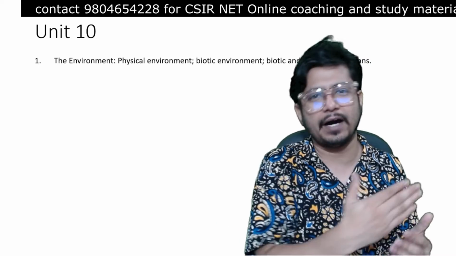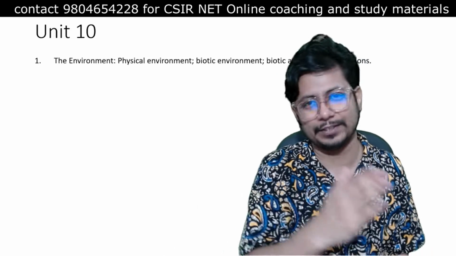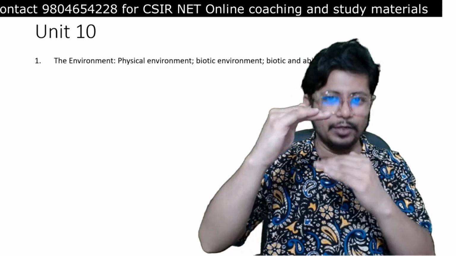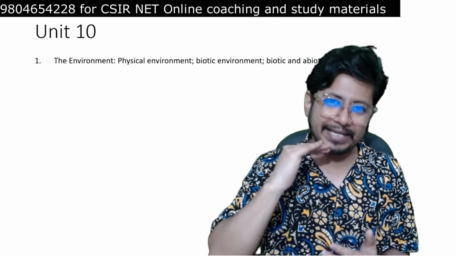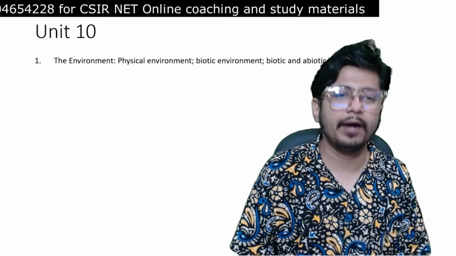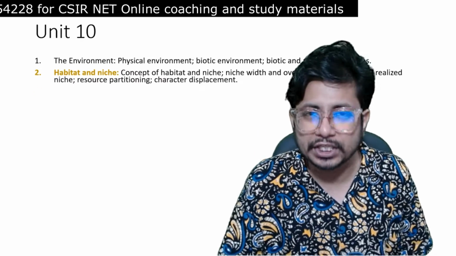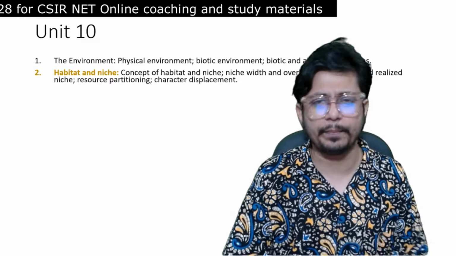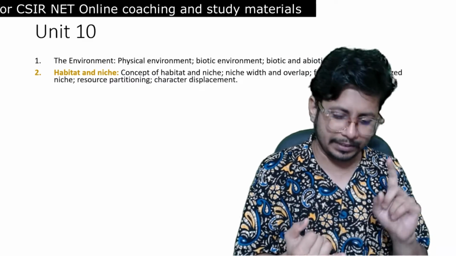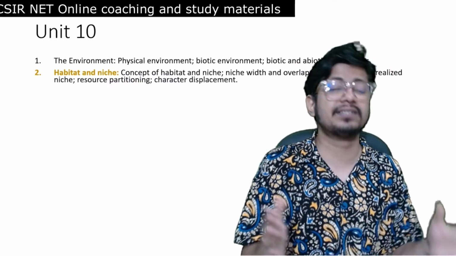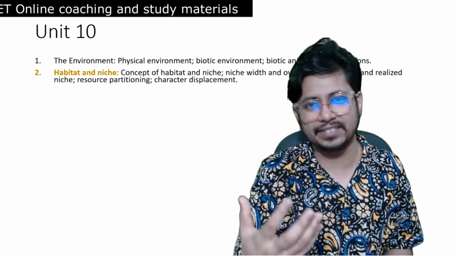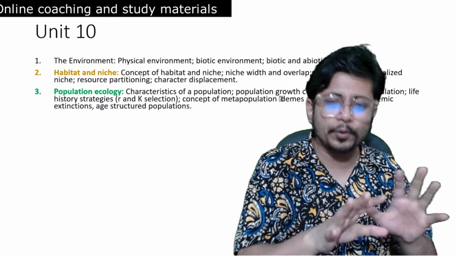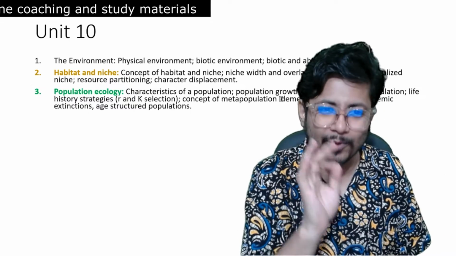Now, as per our rule of the discussion of these topics, we have green, yellow and red color coding. Green is most important, yellow is moderately important and red is least important. So again, starting here, we have habitat and niche, which is yellow colored, a moderately important topic. What is niche? The ecological niche concept is really important. What is the difference between habitat and niche? What is fundamental niche? What is realized niche? All are equally important.